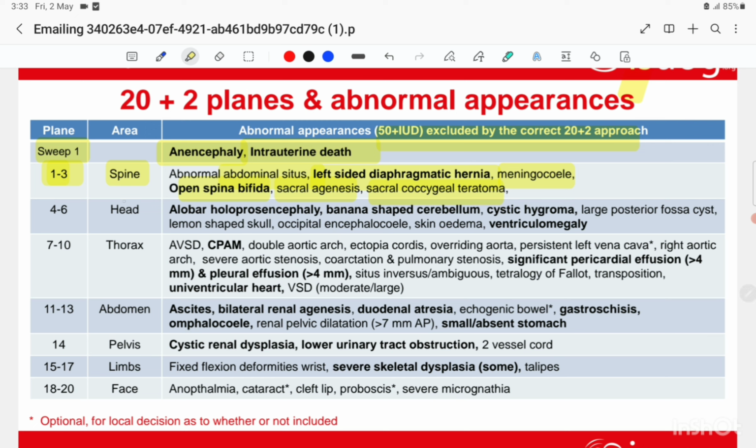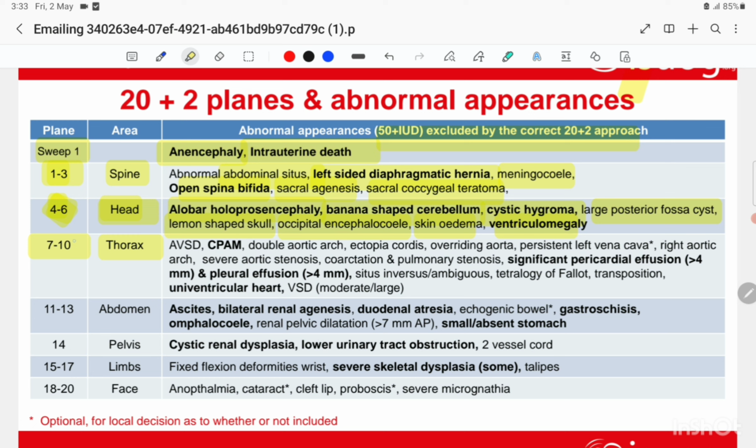In the second sweep, that is planes 4 to 6, that is the head, you can see the transventricular, transthalamic plane and the transcerebellar plane. Alobar holoprosencephaly, banana shaped cerebellum, cystic hygroma, large posterior fossa cyst, lemon shaped skull, occipital encephalocele, skin edema, ventriculomegaly. These are the things that can be excluded in the second plane, that is the 4 to 6 plane, the second anatomical area, that is your head. So first is your spine, then your head, then the third anatomical area is your thorax.